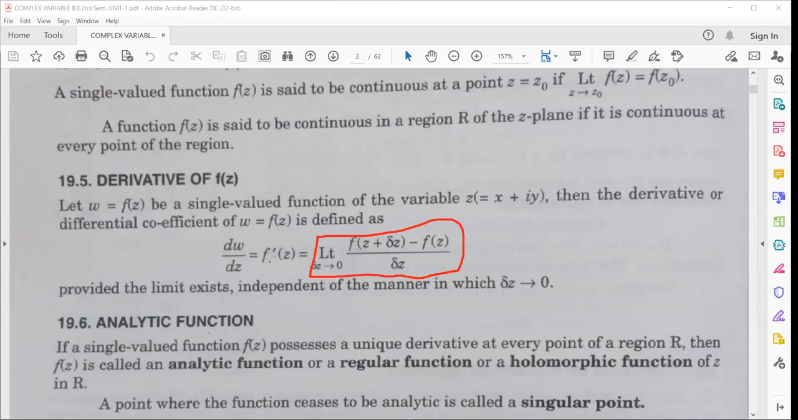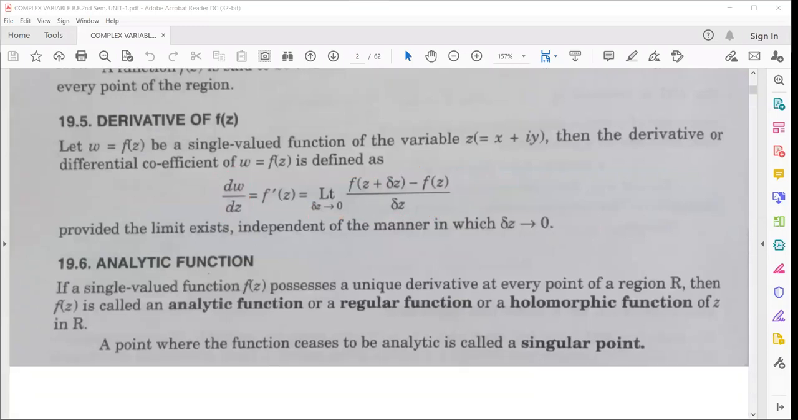So dw by dz equal to what? f dash z is equal to limit delta z tends to 0, f of z plus delta z minus f z by delta z. So if this limit will exist, then you can say that the derivative of the function w with respect to z will exist. So this is the derivative part. That's just the simple definition.